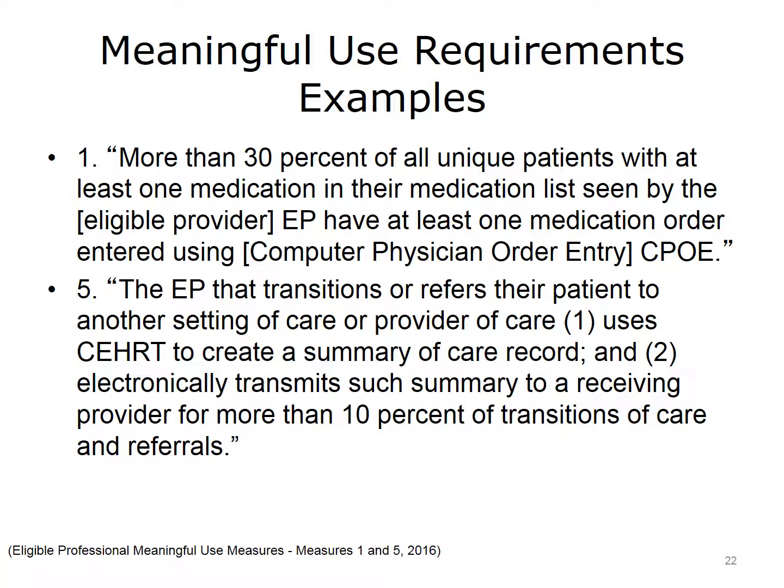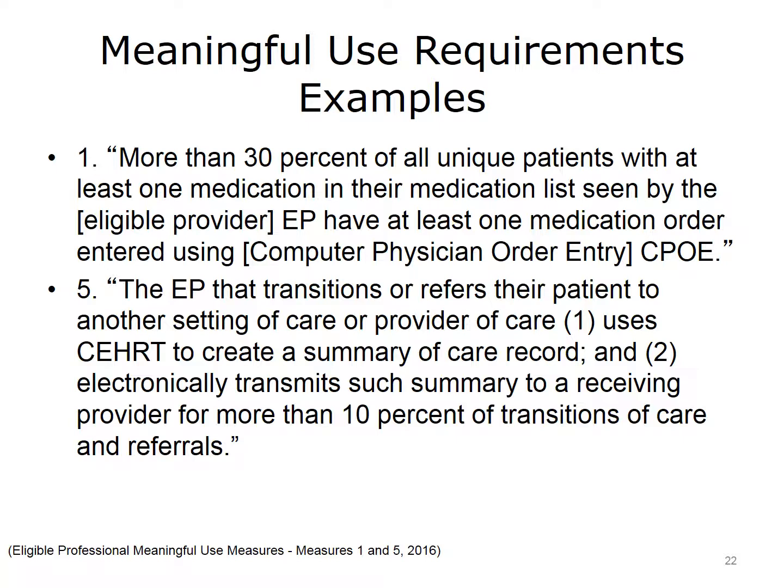We can use the following 2 examples of what providers are being measured against. The first example is the requirement that more than 30% of all unique patients with at least one medication in their medication list seen by the eligible provider have at least one medication order entered using CPOE. Eligible Professional Meaningful Use, Core Measures, Measure 1, 2016.